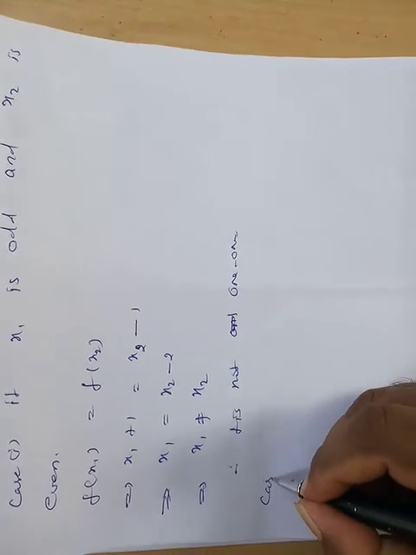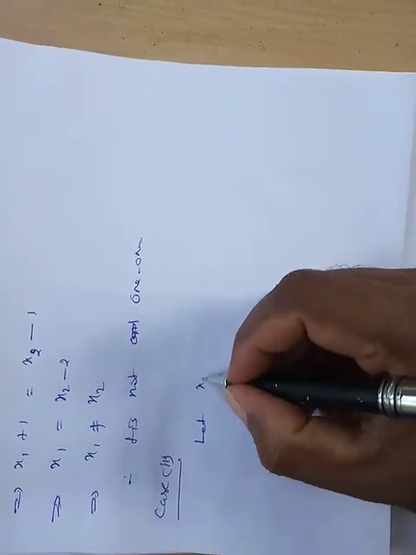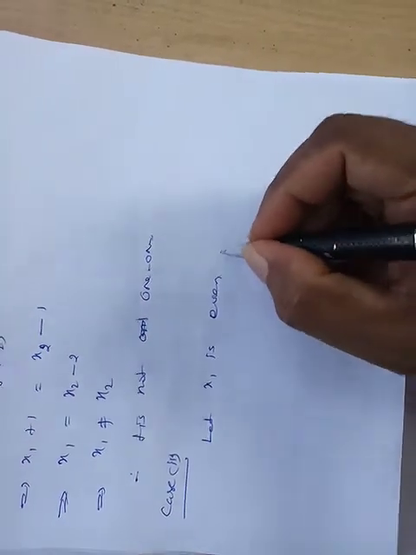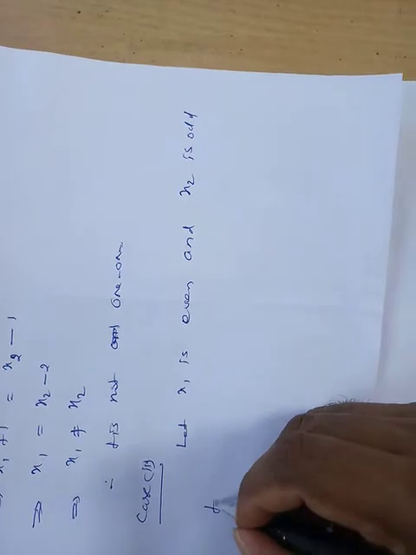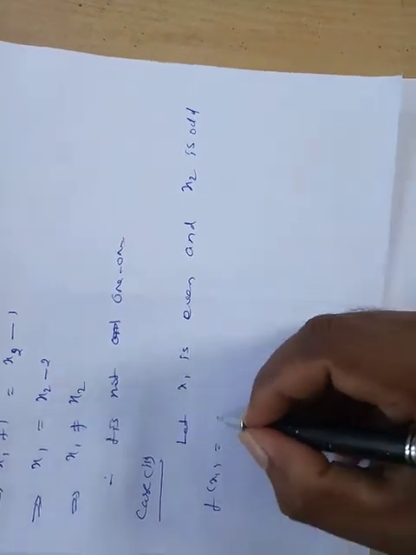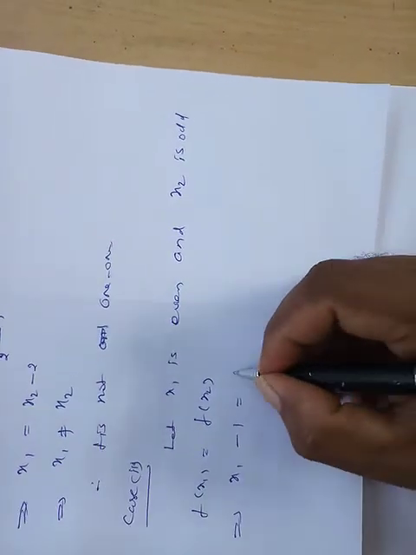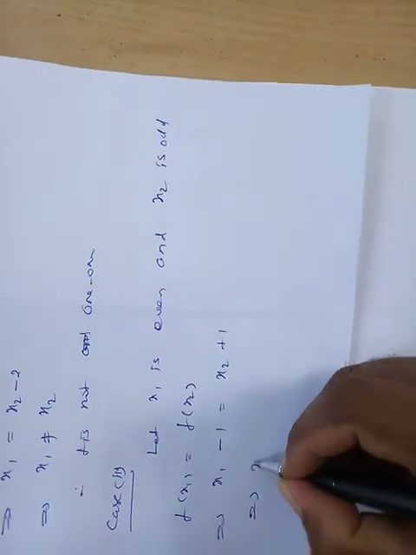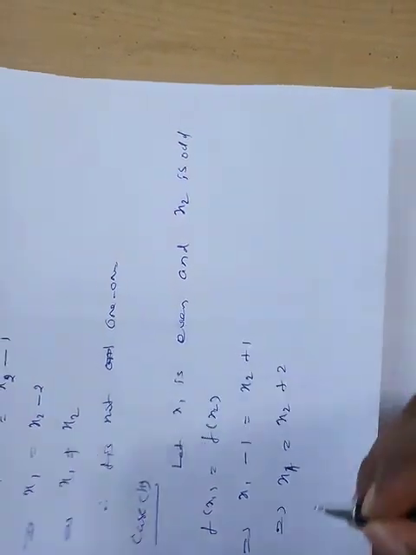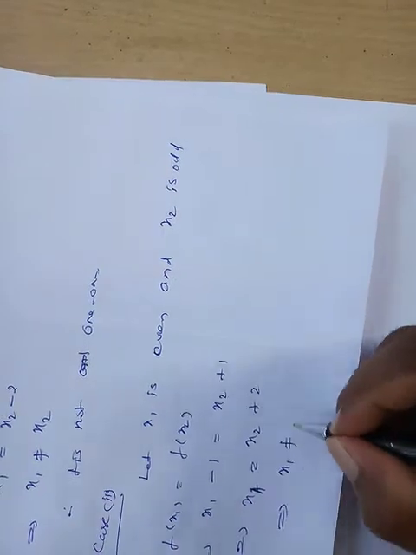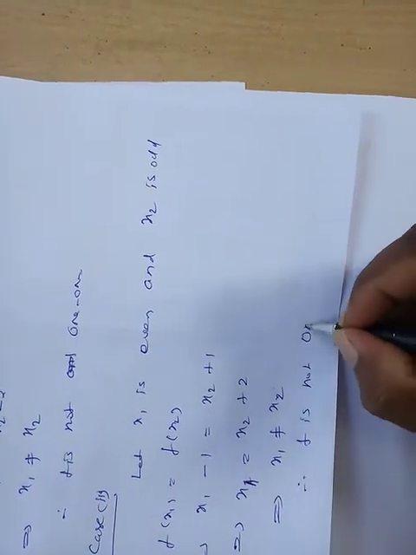Next case 2. Let x1 is even and x2 is odd. f of x1 equal to f of x2, which implies x1 minus 1 equal to x2 plus 1, x1 equal to x2 plus 2, which implies x1 is not equal to x2. Therefore f is not one to one.